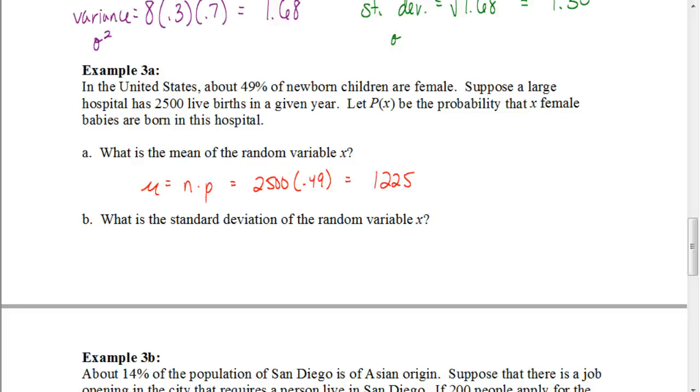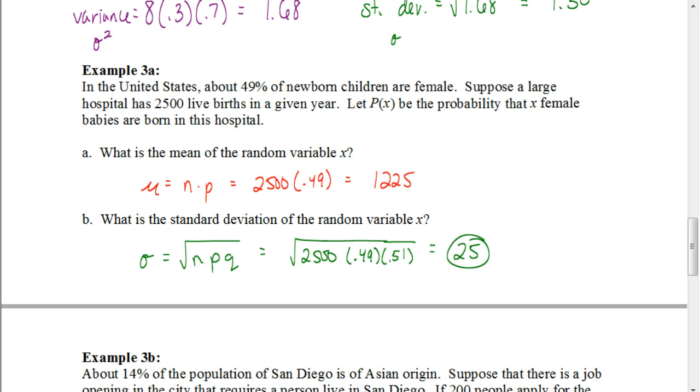What is the standard deviation? Well, remember the standard deviation is the square root of n times p times q. So in this case, if p is 0.49, q would be 0.51. So we would take the square root of 2,500 times 0.49 times 0.51. And when you do that on your calculator, you get 25.